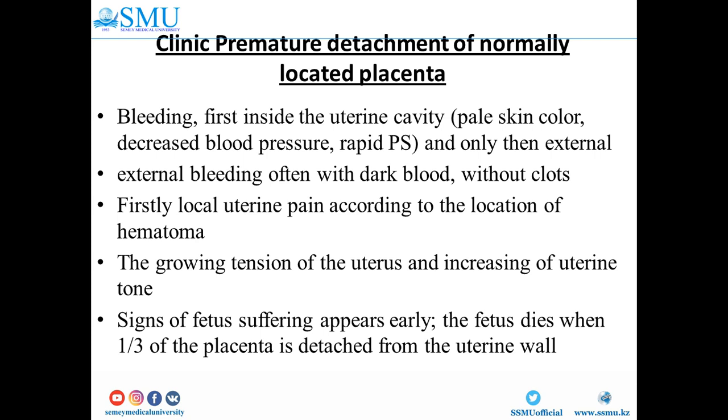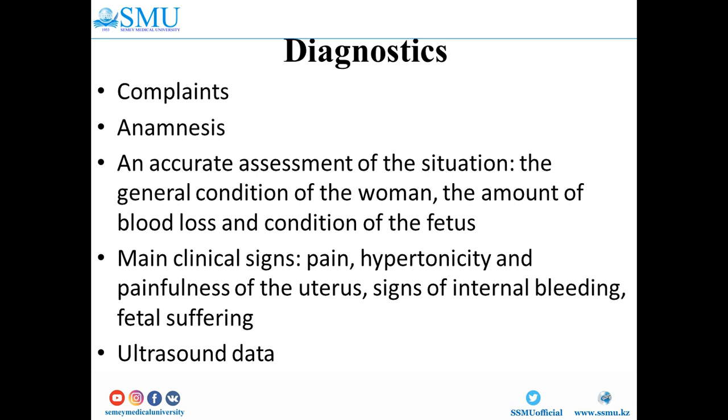Firstly, local uterine pain according to the location of hematoma. The growing tension of the uterus and increasing of the uterine tone. Signs of fetus suffering appear early. The fetus dies when 1/3 of the placenta is detached from the uterine wall. Diagnostics of placental abruption based on complaints, anamnesis, accurate assessment of the situation, the general condition of woman, amount of blood loss, and condition of the fetus.